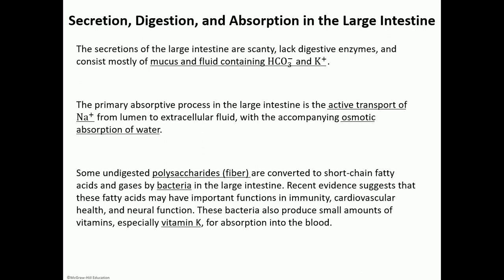Some of these bacteria also produce vitamin K, so we have the ability to make our own vitamin K that can be absorbed into the body.